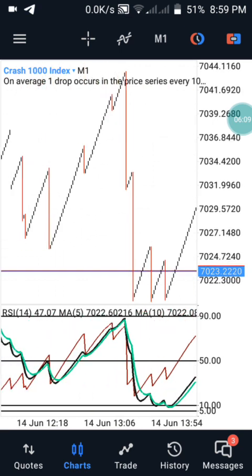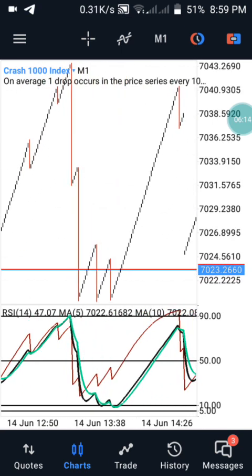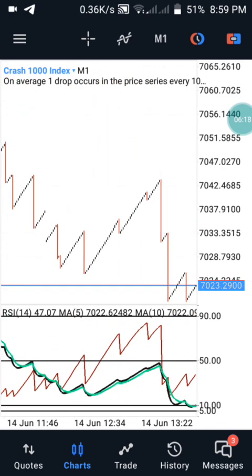So let me show you now. Yes, we have another one here. We have another one at this area here. We have another one at this area. Okay, let's see, maybe we have another entry.